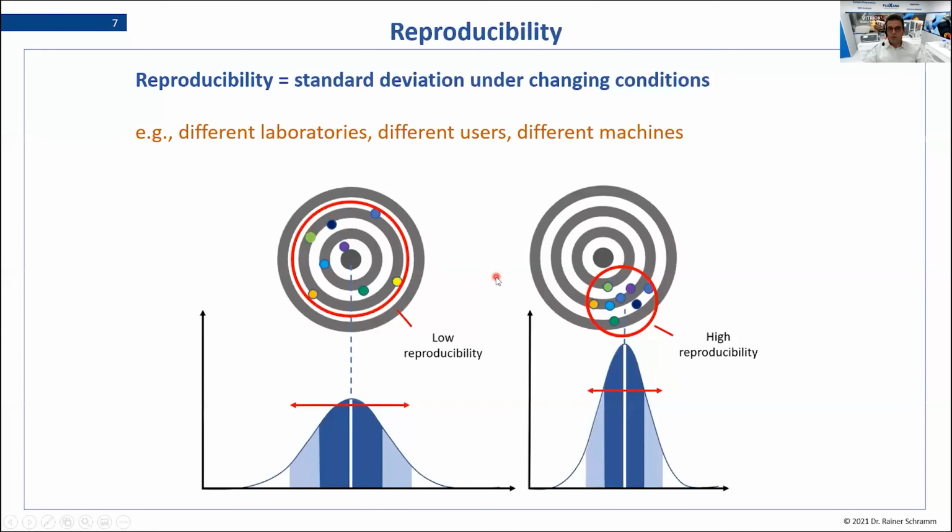In contrast to this, we can say that we now compare values from different laboratories. Then we are talking about reproducibility. And this means the parameters are not kept constant. You have different laboratories with different users and different machines, and perhaps even different methods. So in this way, the error will be higher, and this we then call reproducibility.